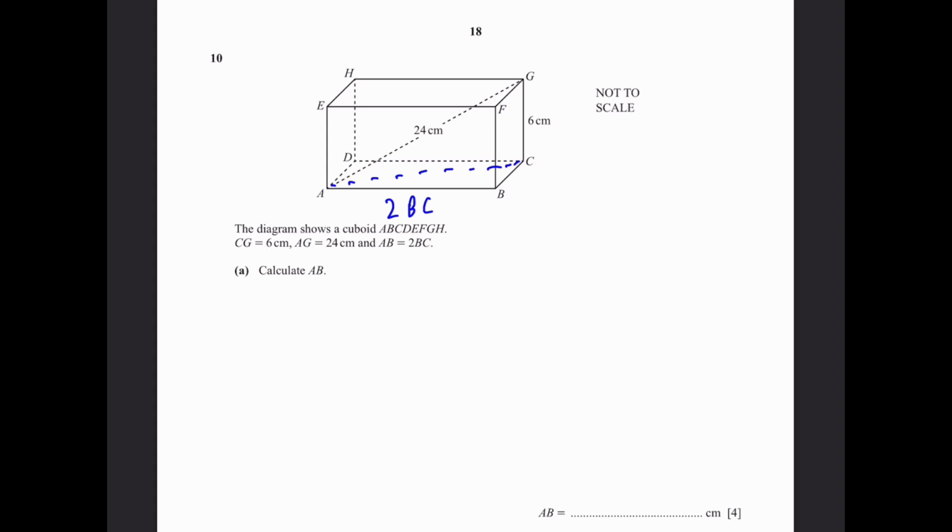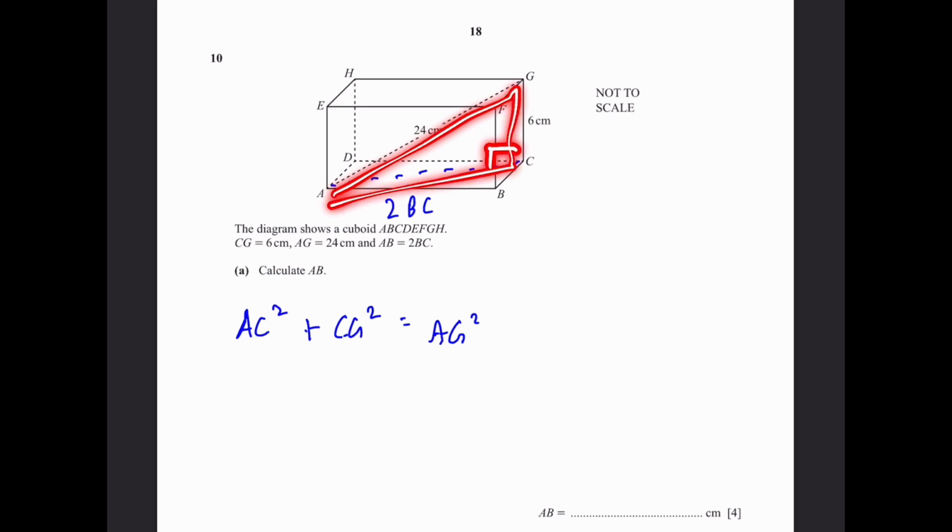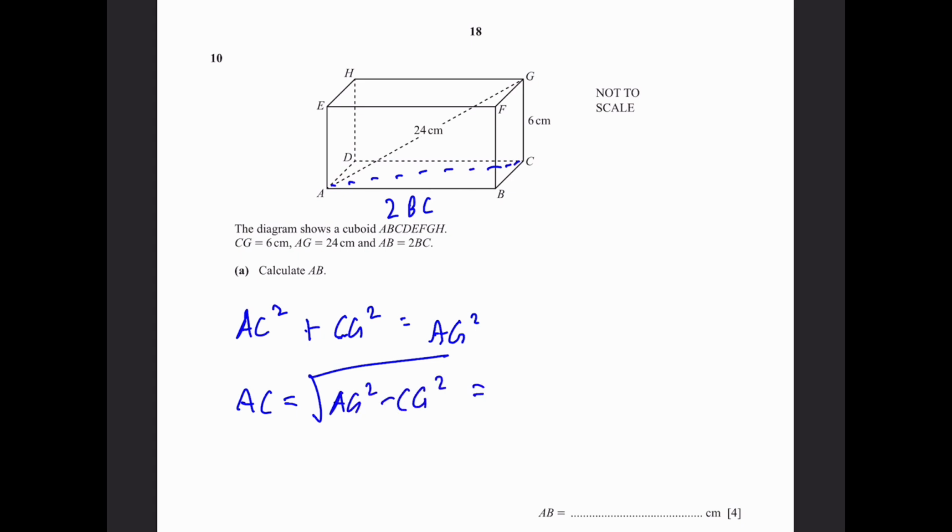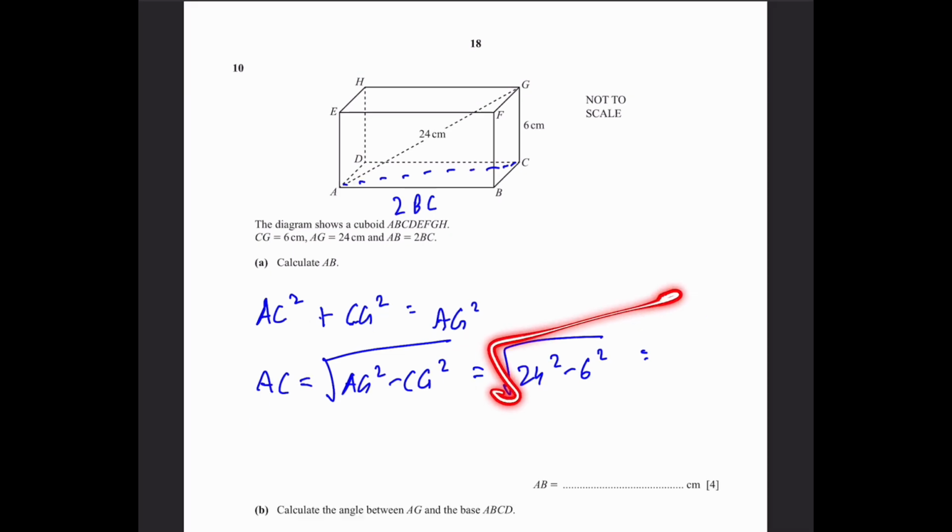So firstly, we can find AC. AC squared plus CG squared is equal to AG squared, since this forms a right angled triangle. Now that means AC is equal to the square root of AG squared minus CG squared, which is going to be the square root of 24 squared minus 6 squared. And we can leave it as square root of 576 minus 36, so square root of 540. I'll tell you why we do not need to use a calculator and find the value.